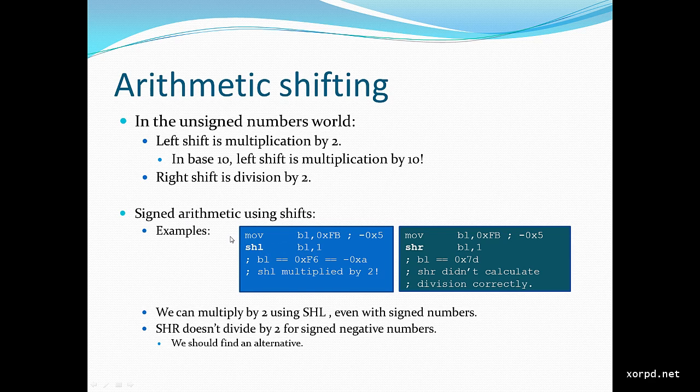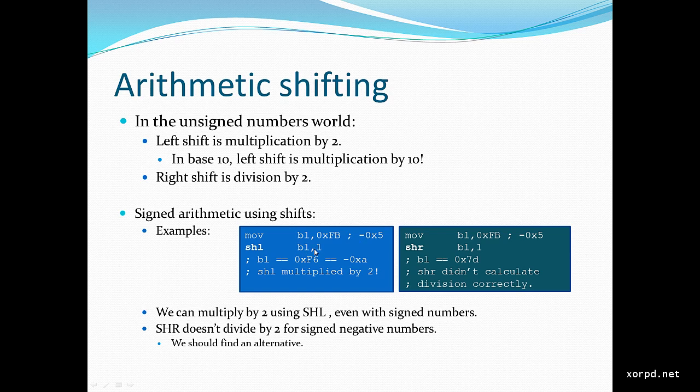Those two examples will be about signed numbers. We want to check if we can use shifts to perform signed arithmetic. We already know that it works in the unsigned numbers world. But what about the signed numbers? We have here two examples. One for shift left and one for shift right. And both of them will be for the same number, for the number FB, which is actually, when thinking about it in the 2's complement, minus 5.